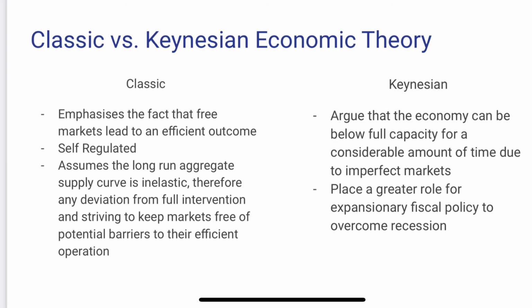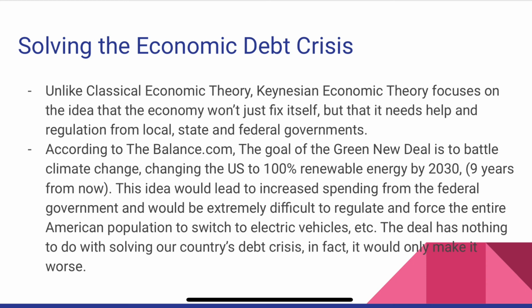And Keynesian economic theory argues that the economy can be below full capacity for a considerable amount of time due to imperfect markets, and also places a greater role for expansionary fiscal policy to overcome recession. Unlike classical economic theory, Keynesian economic theory focuses on the idea that the economy won't just fix itself, but that it needs help and regulation from local, state, and federal governments.